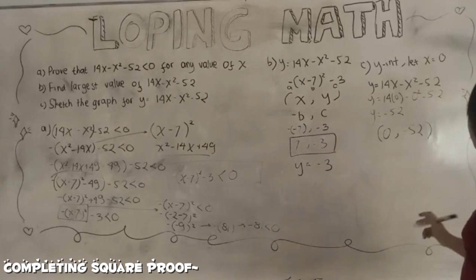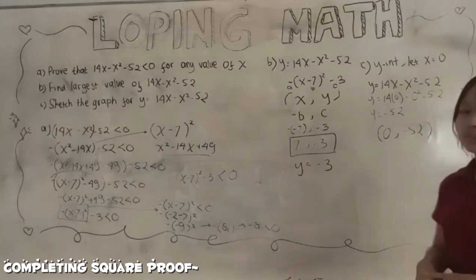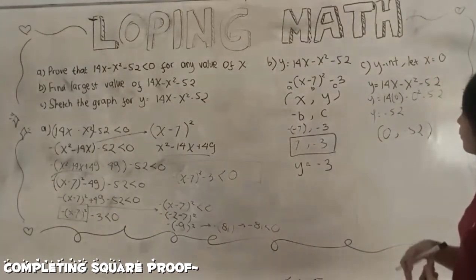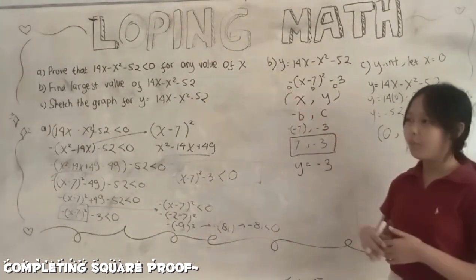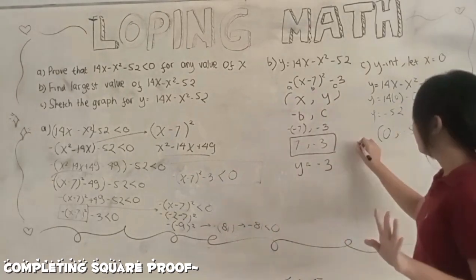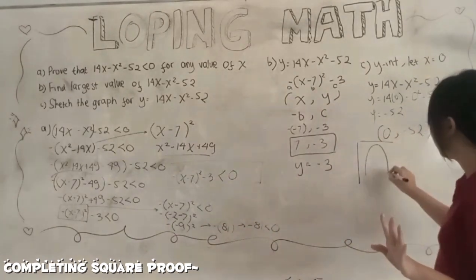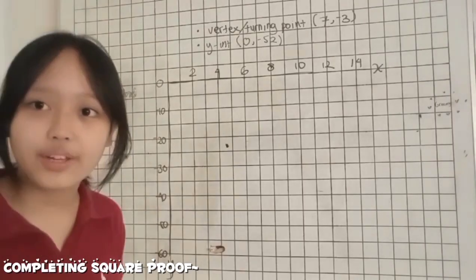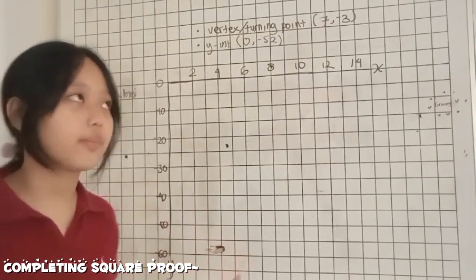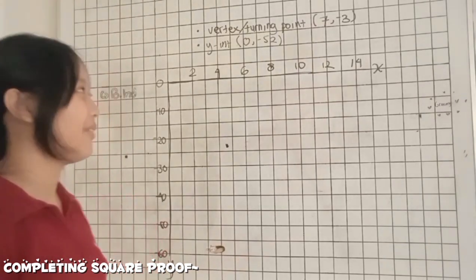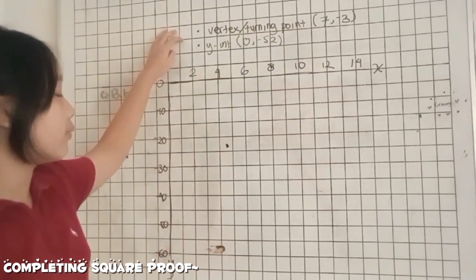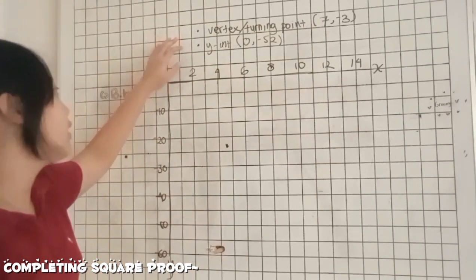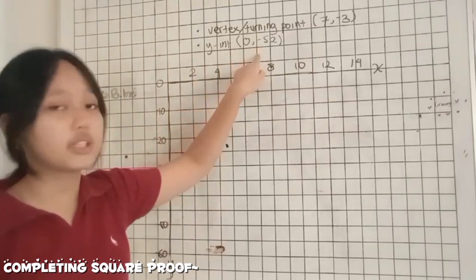Okay, and then we actually can also determine the shape of the graph. We will sketch later because here the a is already negative, so we can determine that our graph will look like this. Okay, it will be facing downward. So let's prove it. Here I already sketched the graph to make things easy and faster. So we already found our vertex or turning point, which is 7, minus 3. And then the y-intercept will be 0, minus 52, right?